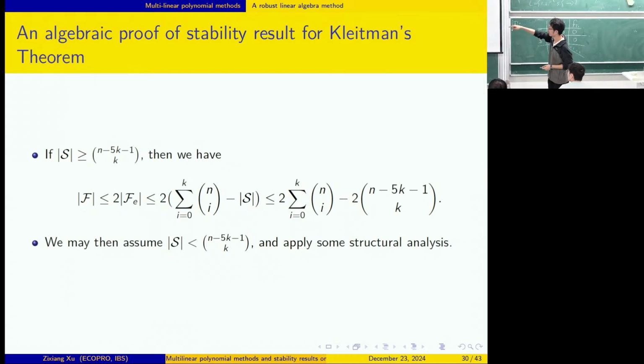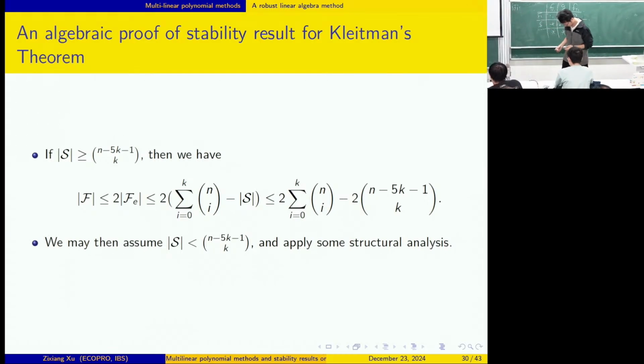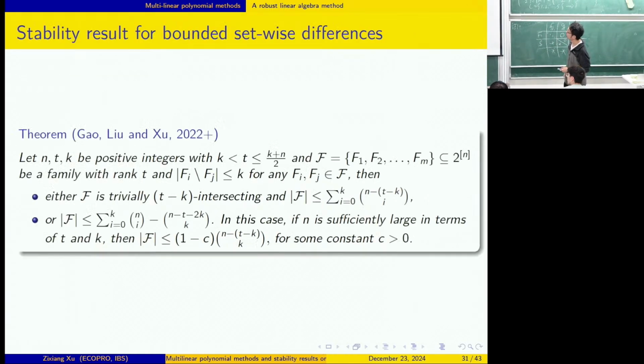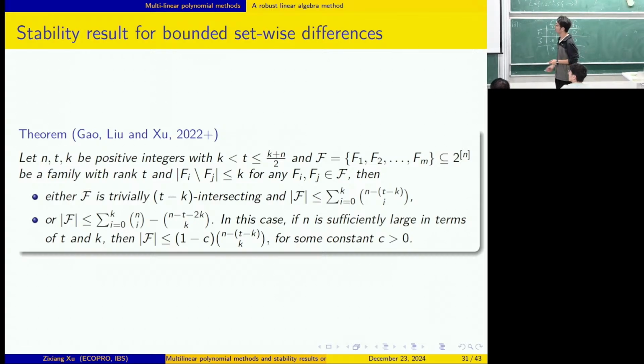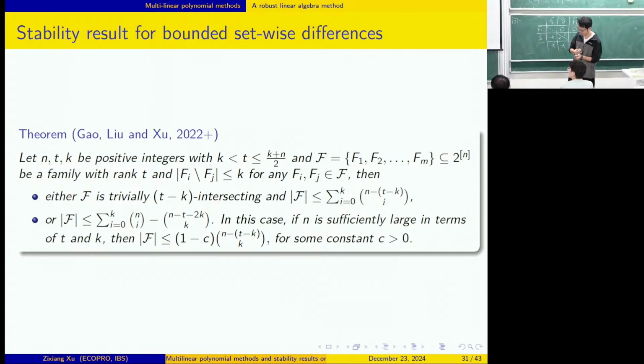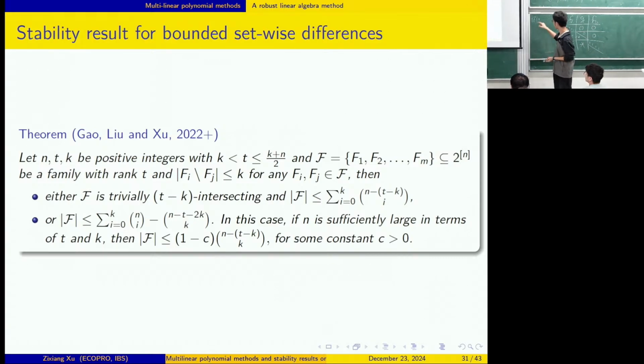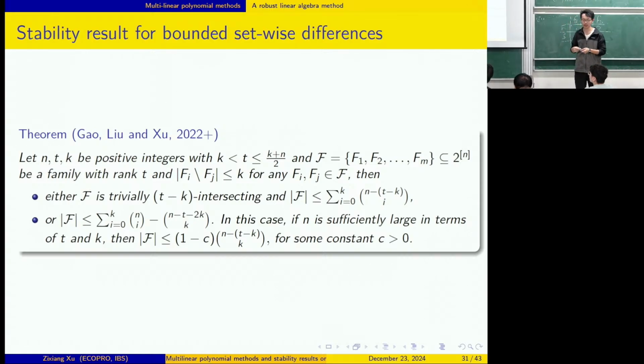Yeah, because the structure analysis is also very simple. So we can also apply this. We can also change the condition from the bounded symmetric difference to bounded one-sided set-wise difference, and obtain a similar stability result. This can answer Frankl's conjecture in some specific cases.